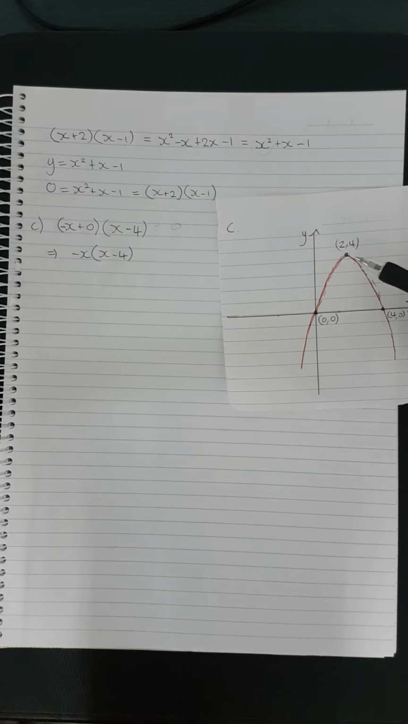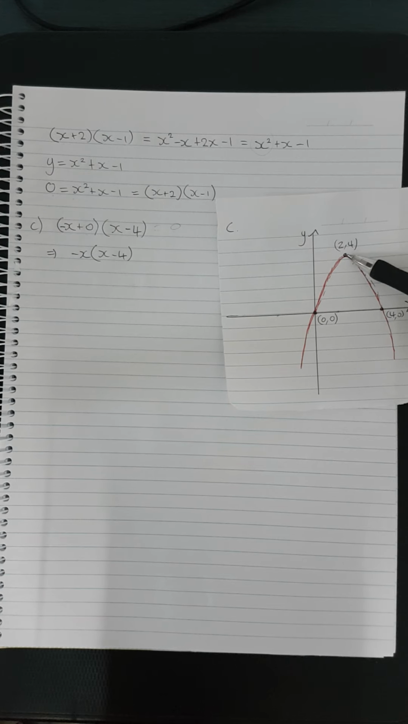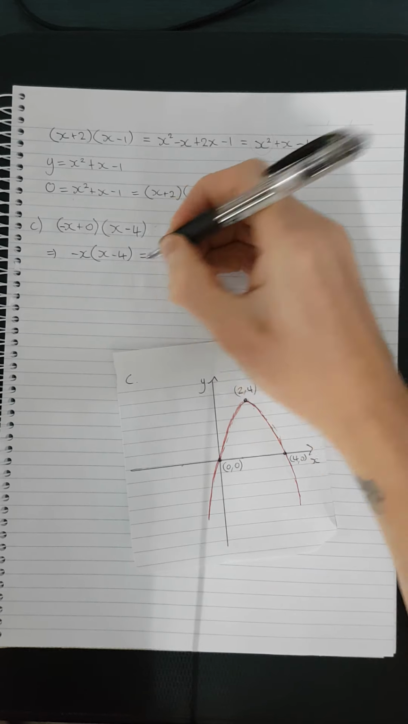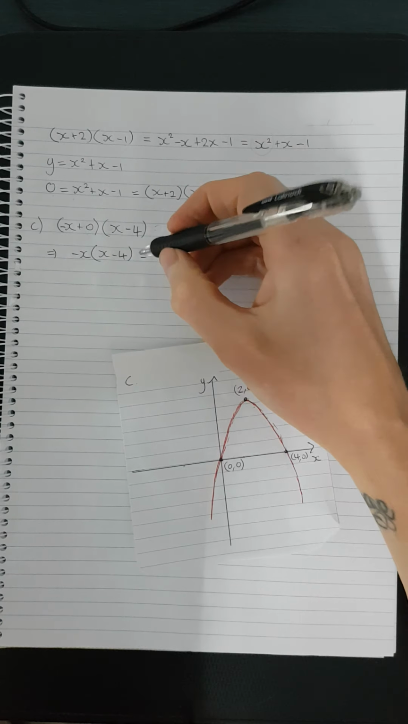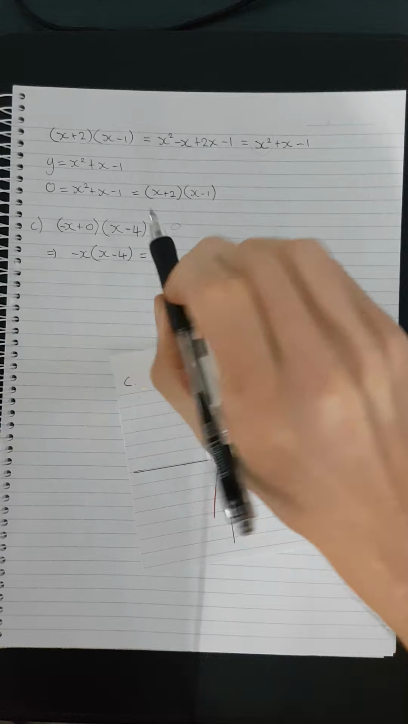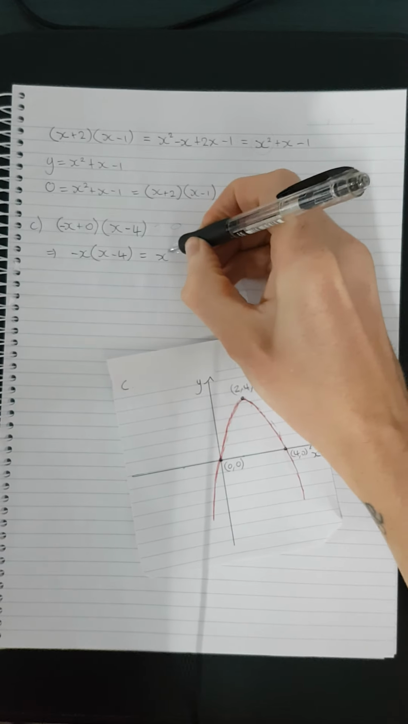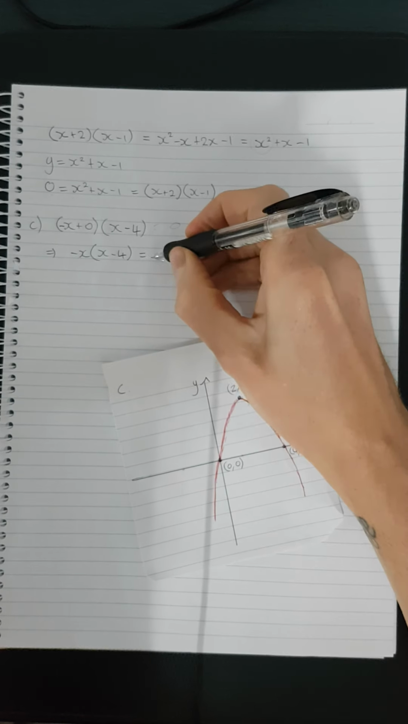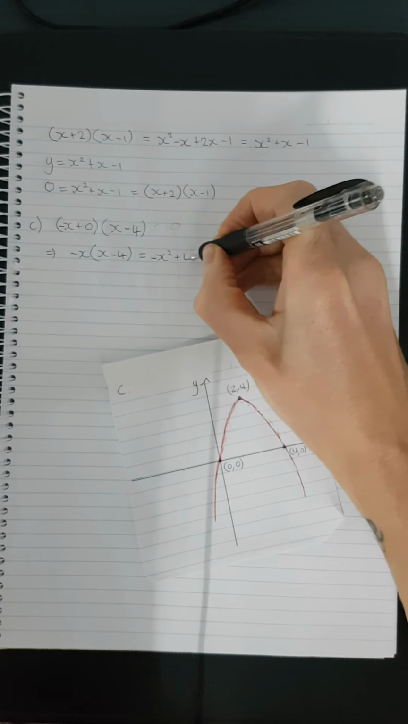Now we need to double check also that that's going to work with this point. Right, so when x equals 2, y should equal 4. So we can write this out, and we can expand it. So minus x times x is minus x squared, sorry. And then minus x times minus 4 is plus 4x.